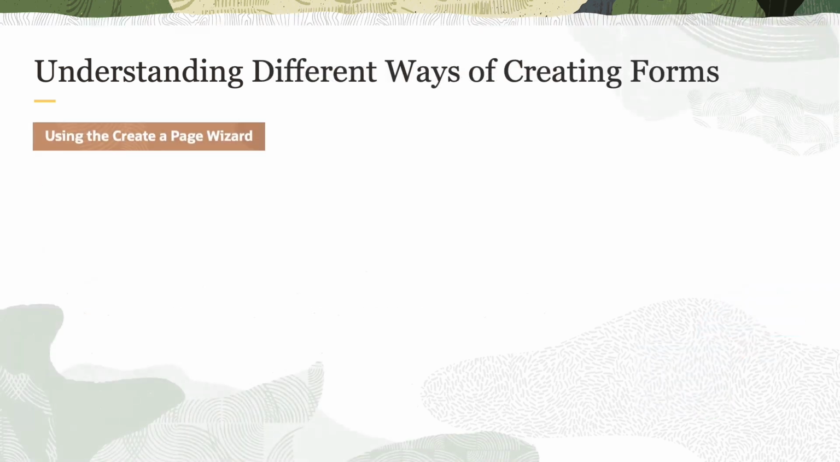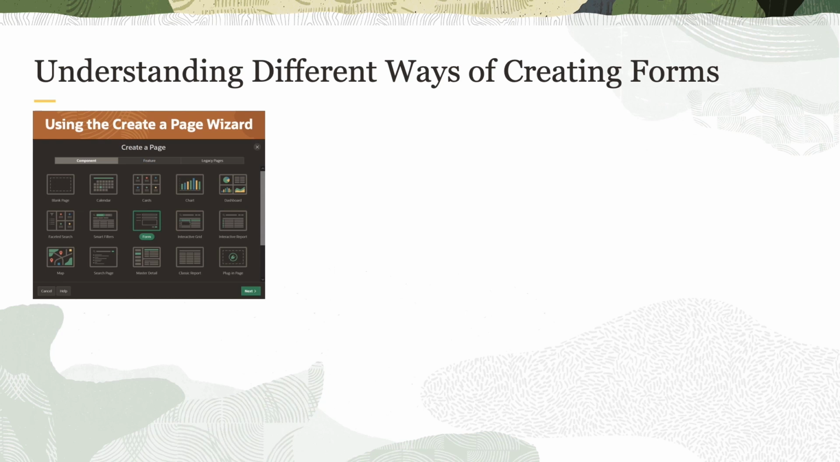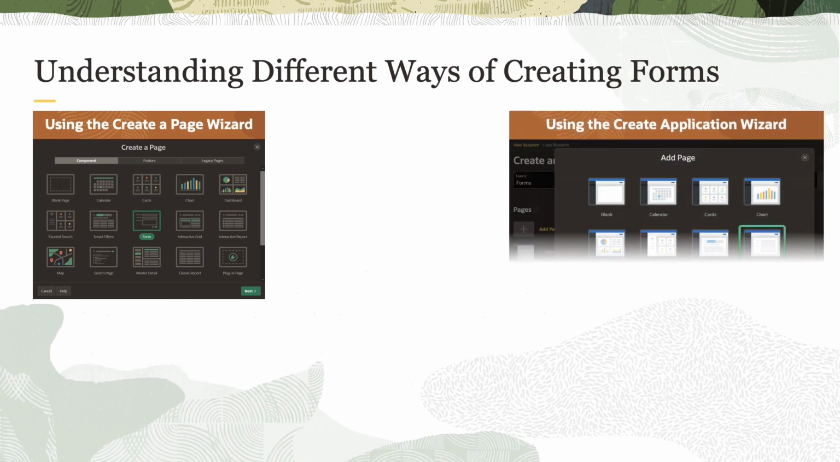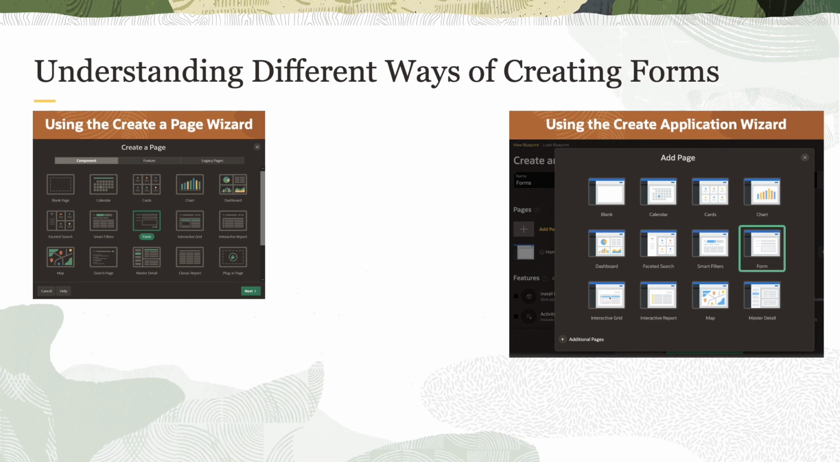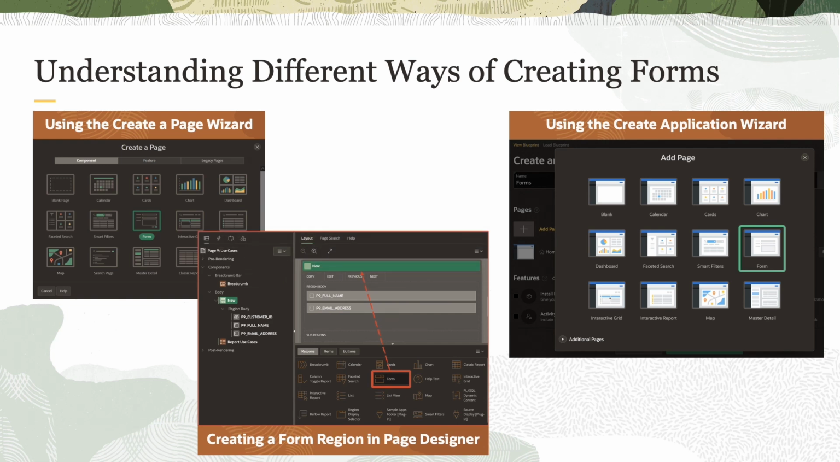Let's understand the three ways in which you can create a form in your application. Using the Create Page wizard. The easiest way to create a form is to use the Create Page wizard. Using this, you can create a form on an external data source as well. Using the Create Application wizard. When creating a new application, you can create three basic form types: editable interactive grid, form on a table, or a master detail. Create a form region in the Page Designer.